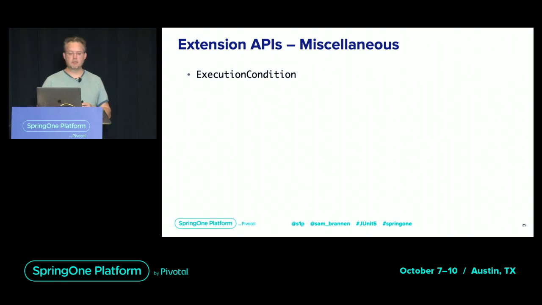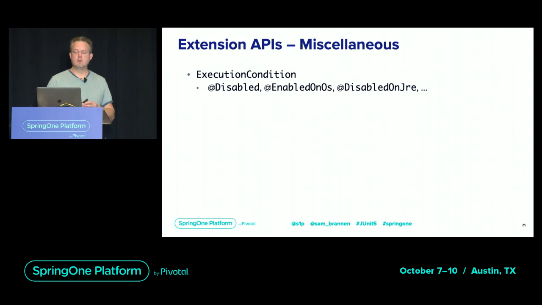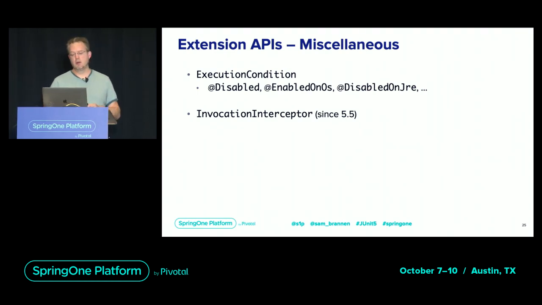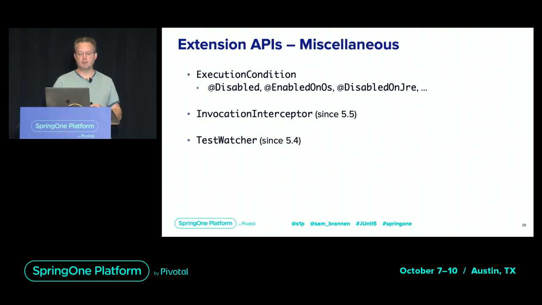A few other ones. This ExecutionCondition, as I was talking about before, we have @Disabled instead of @Ignore in JUnit Jupiter. We have some other built-in ones, so you can say test is enabled on this OS, like Mac or Windows, or disabled on a JRE or enabled on a particular JRE, like Java 8, Java 9, and you can implement your own. So it's very powerful. Another one, the newer one, is InvocationInterceptor. Probably won't be used by that many people, rather low level, but we'll take a look at an example in a bit. TestWatcher is also new, so there's TestWatcher in JUnit 4, and we have something that's analogous to that since JUnit Jupiter 5.4.